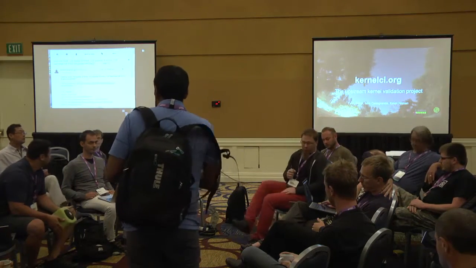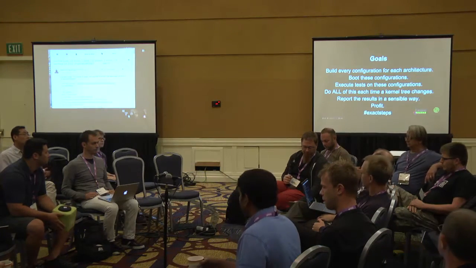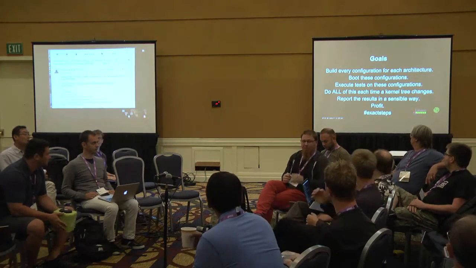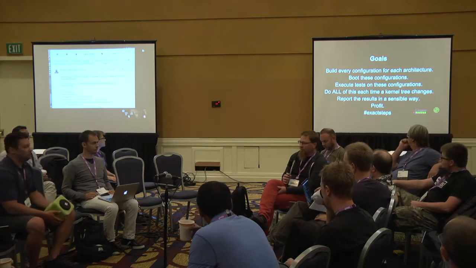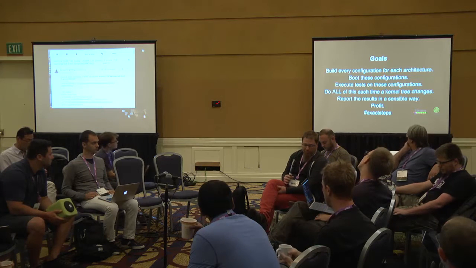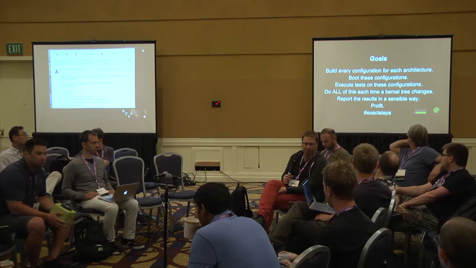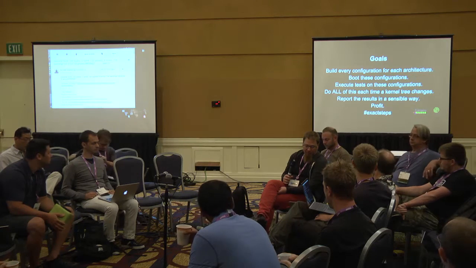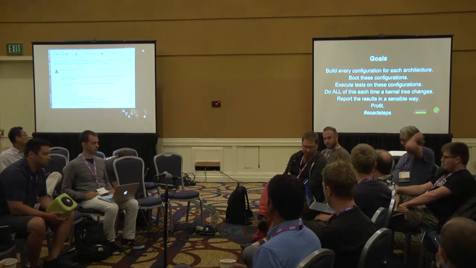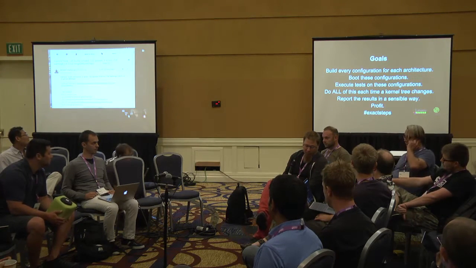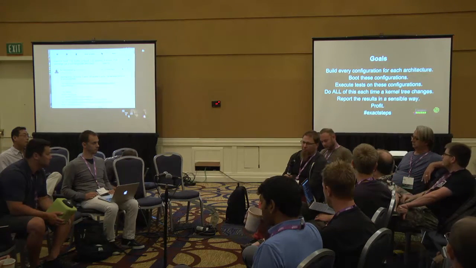First, we'll just go through a brief overview of what we're up to. The kernelci.org project is basically build and boot automation right now, and we're working on build, boot, and test automation, primarily focused on upstream kernels. Our goal is to build all the configurations that are upstream for all the architectures. We're not doing all the architectures quite yet, but we're doing several. Then boot the kernel on these configurations, execute tests, and do all of this every time a kernel changes.